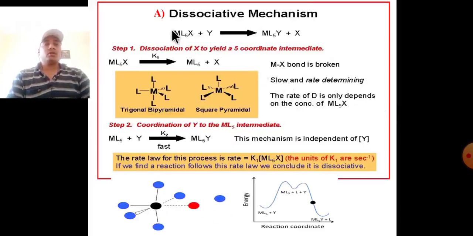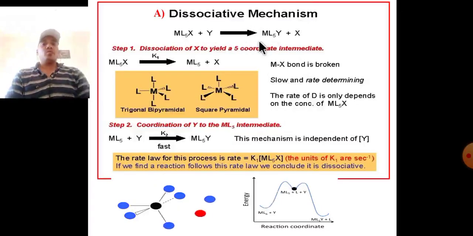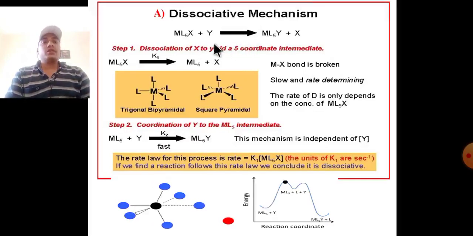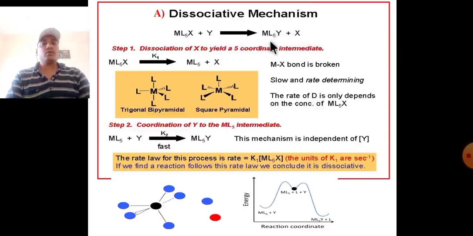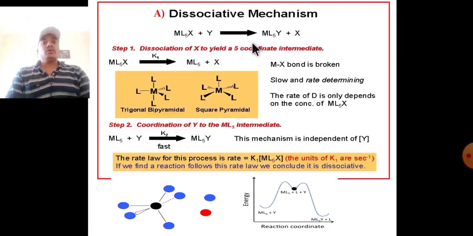First is the dissociative mechanism. The dissociative mechanism is the SN1 mechanism. Every dissociative or associative mechanism contains a two-step reaction. In the dissociative mechanism, MLβ‚…X plus Y gives the product complex MLβ‚…Y plus X. This is the first step in the dissociative mechanism, which has 2 steps.